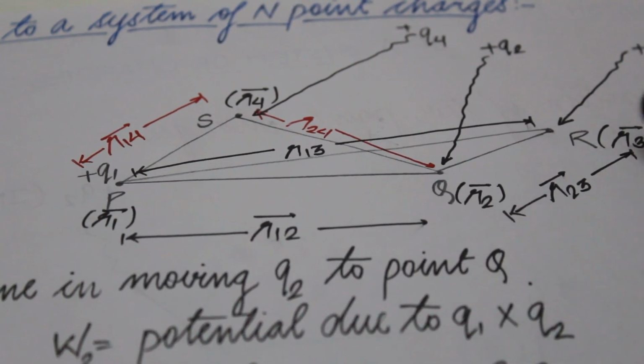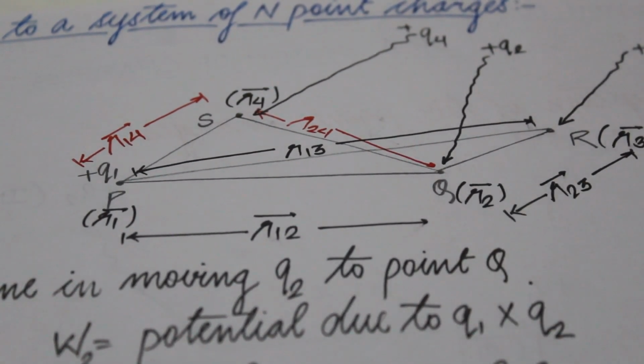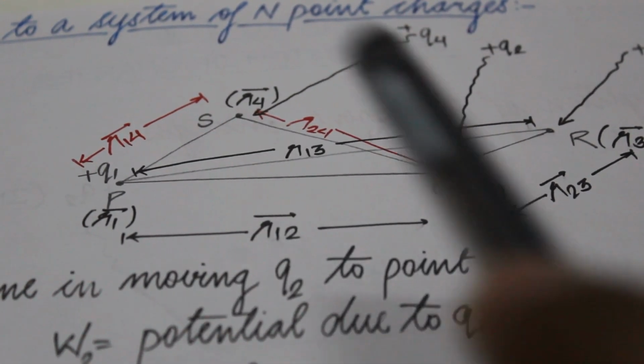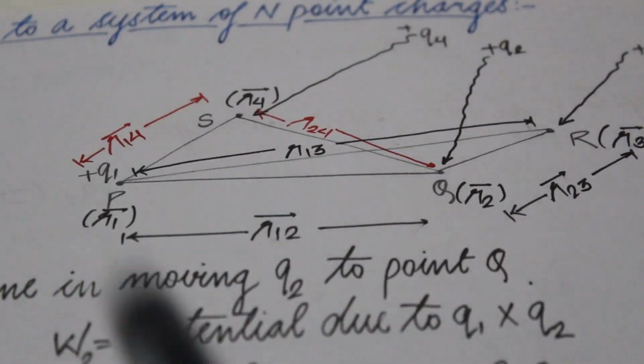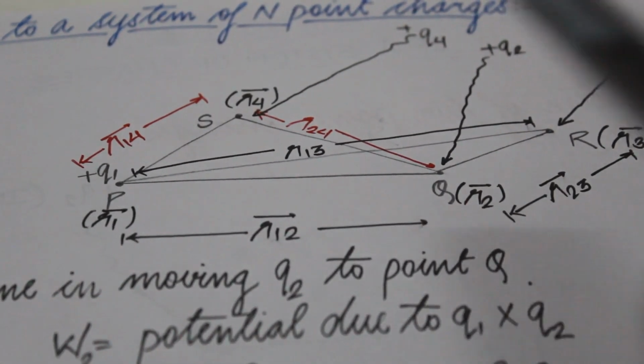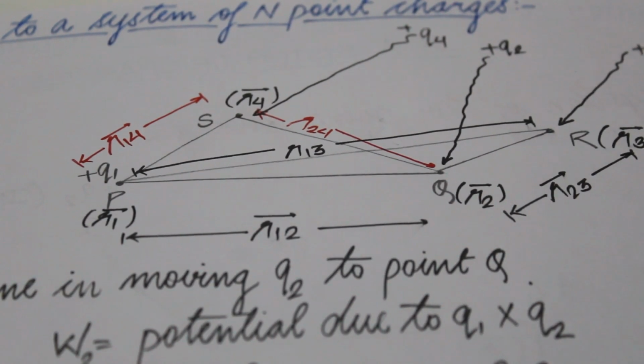The distance between Q and R is R23. Distance between P and R, R13. Distance between Q and S, R24. Distance between P and S, R14, and distance between R and S, which is not shown in the diagram, will be R34.